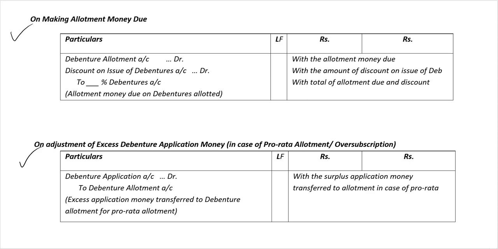The next entry is on adjustment of excess debenture application money, where there is pro rata allotment in the case of oversubscription of debentures. Journal entry: debenture application account debit to debenture allotment account with the surplus application money that has to be transferred to allotment due to pro rata.